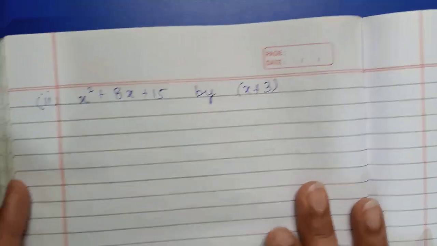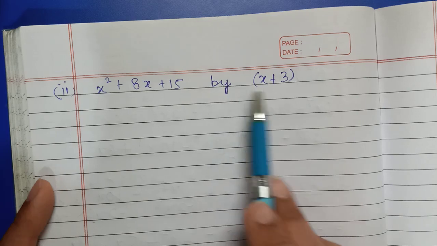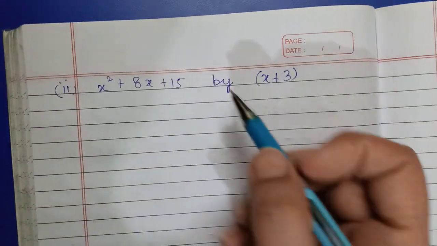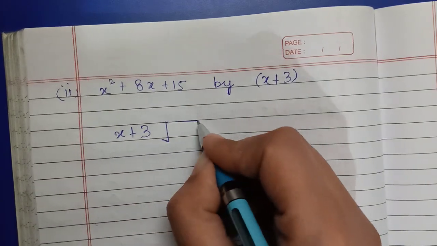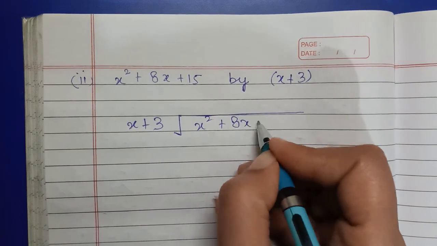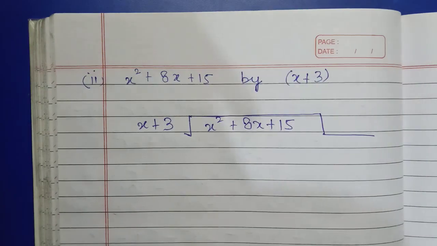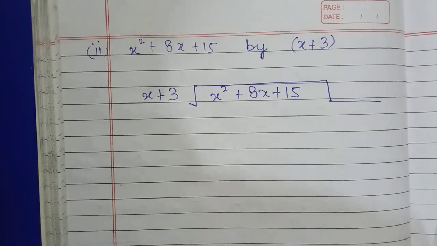Now the next question is, suppose we have to divide the expression by a binomial x plus 3, then we have to apply the long division method. The long division method will be like this. This is also repetition. You have already studied all these concepts in class 7th also, right? So it is going to be easier for you.